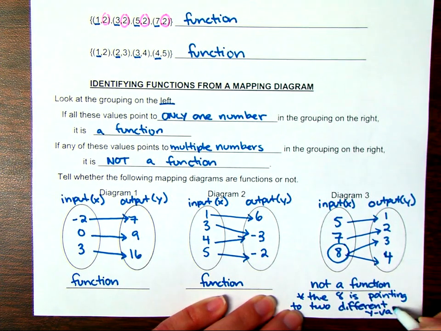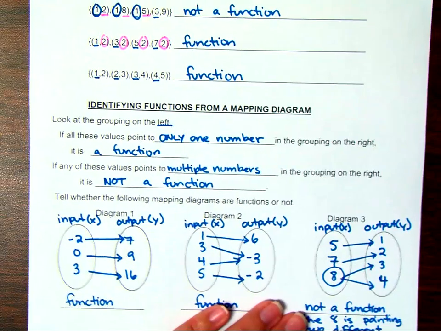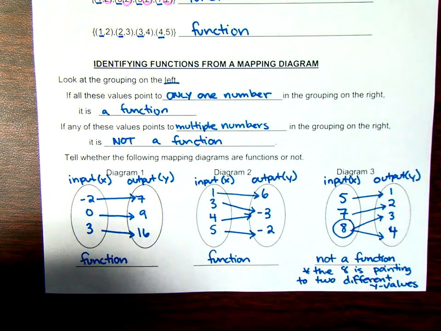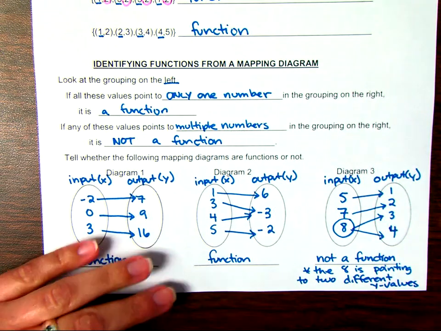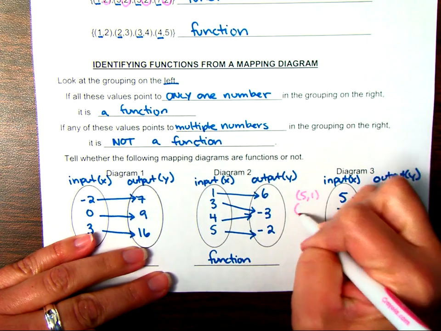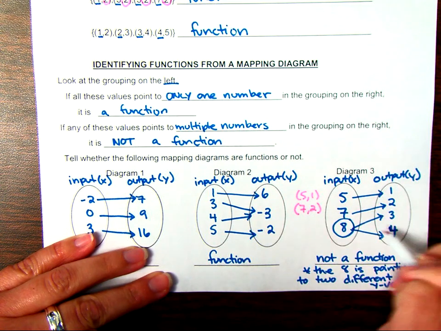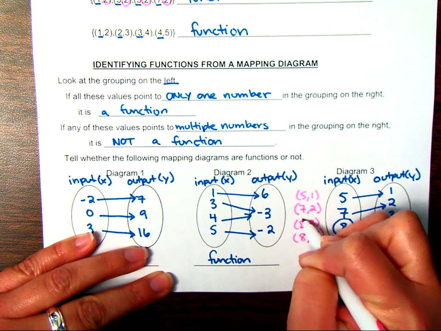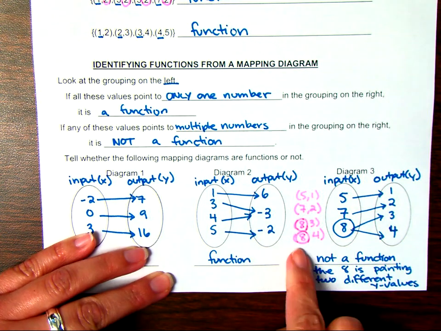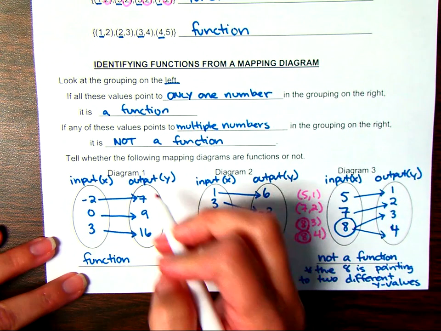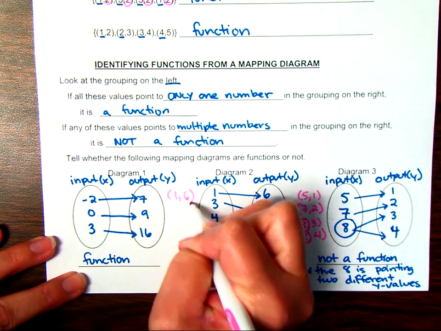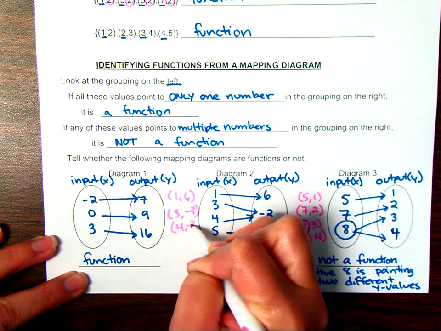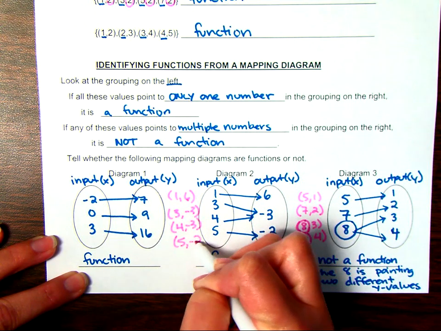So when we're looking at a mapping diagram, sometimes your brain might play a trick on you. So what I would suggest doing is making a list of ordered pairs. So like on this one, it was 5 pointing to 1, 7 pointing to 2, 8 pointing to 3, and 8 pointing to 4. And we can see right here my X values repeat to different Y values. So over here on this one, we would say 1, 6, 3, -3, 4, -3, and 5, -2. See, none of those X values repeat.